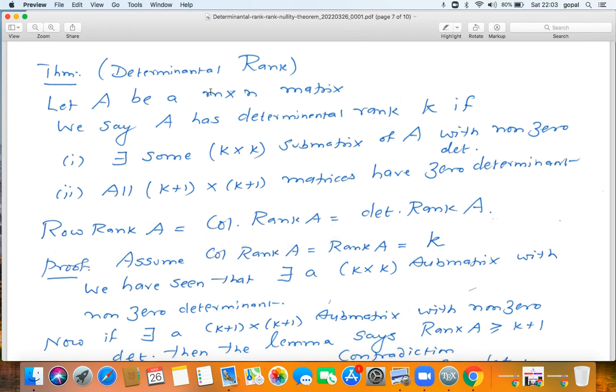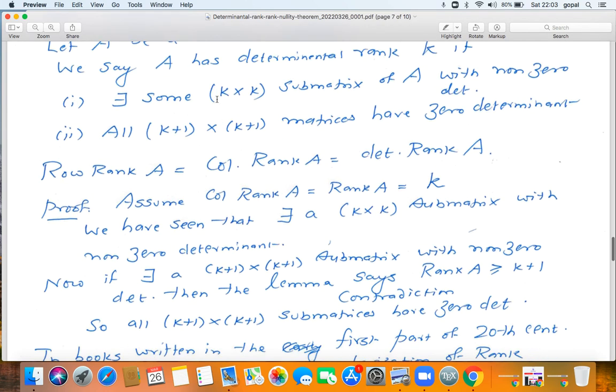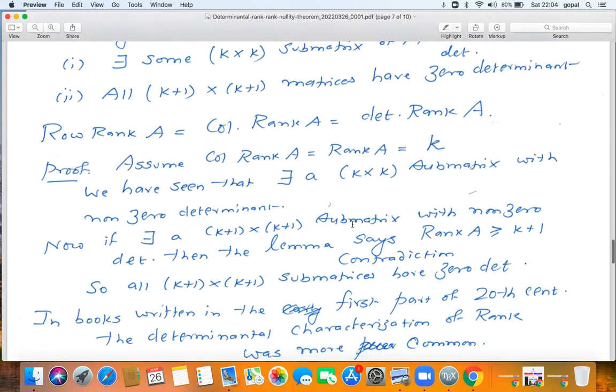So what is the determinantal rank? You say that a matrix A has determinantal rank K if there is some K by K submatrix which has non-zero determinant, and all K plus 1 by K plus 1 submatrices have zero determinant. We have just seen that the determinantal rank is the same as the column rank, which is the same as the row rank. If the rank of the matrix is K, the lemma tells you that there's a K by K submatrix with non-zero determinant. If there were a K plus 1 by K plus 1 submatrix with a non-zero determinant, the lemma would say that the rank is at least K plus 1, and that's a contradiction. So all K plus 1 by K plus 1 submatrices have zero determinant.